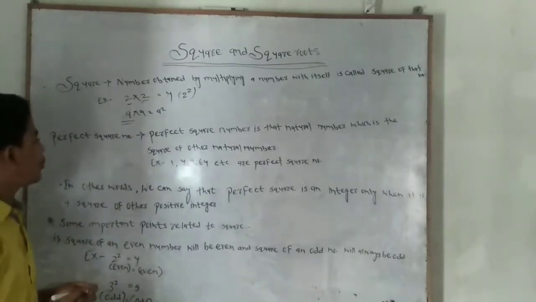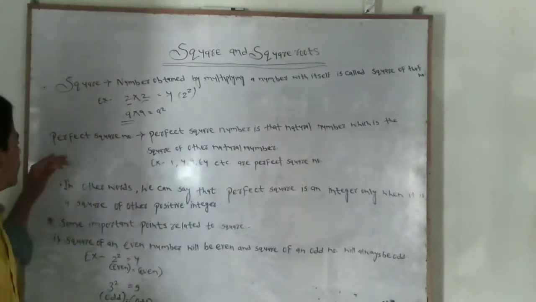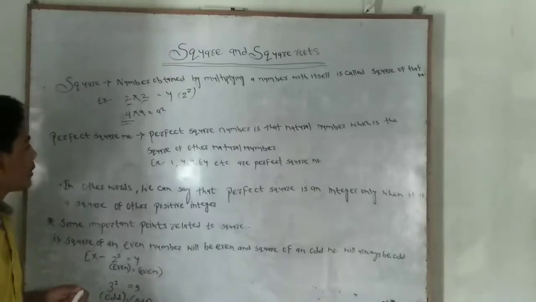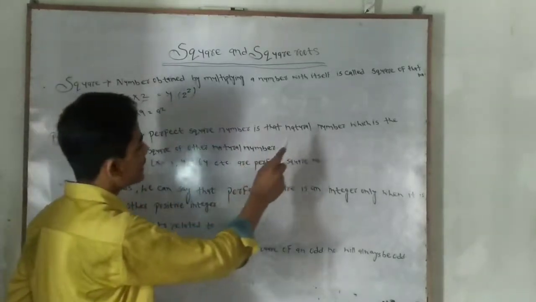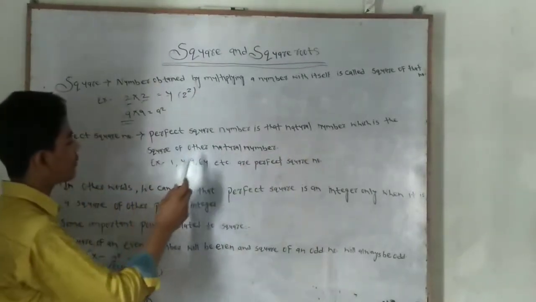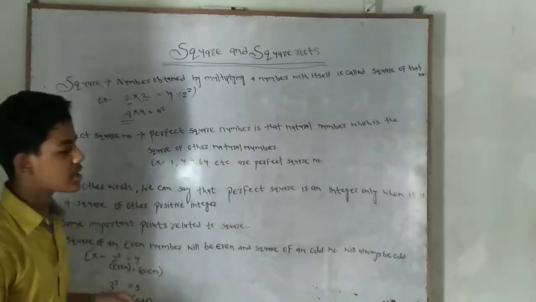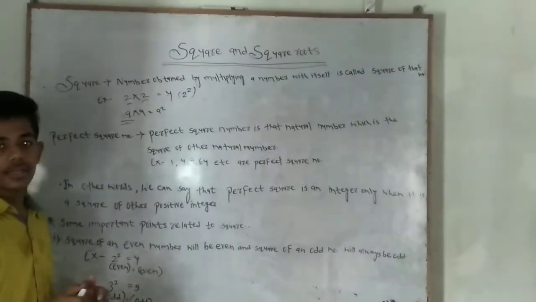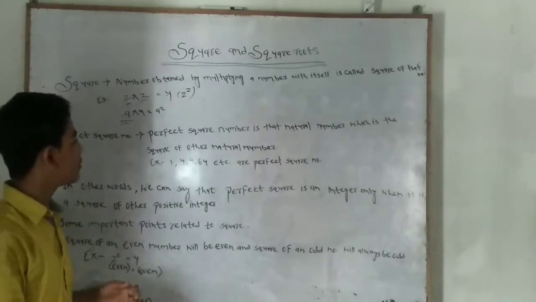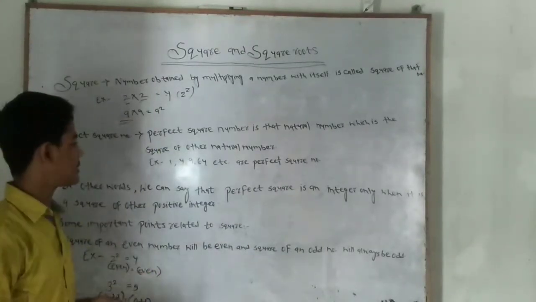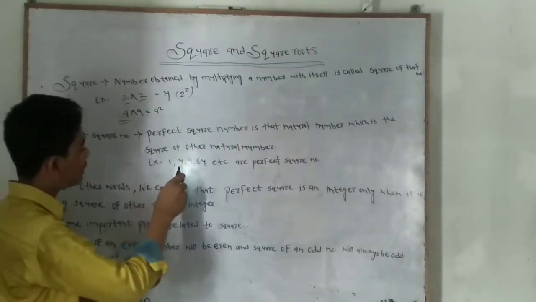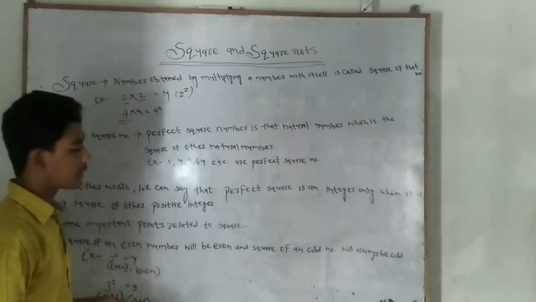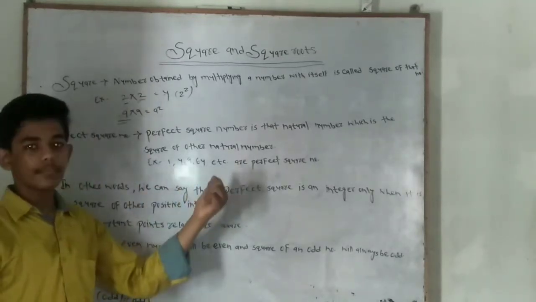Now the second point we have to learn is the perfect square number. A perfect square number is a natural number which is the square of another natural number. It means when we square a natural number, the number which is found is a perfect square number. Examples are 1, 4, 9, 64. Why are these examples of perfect squares?